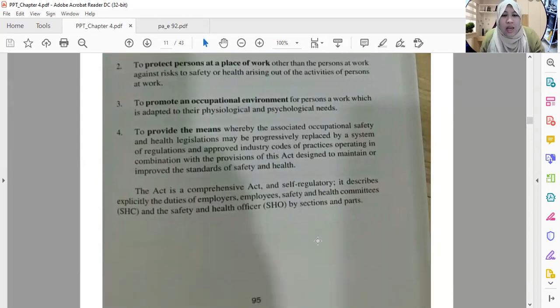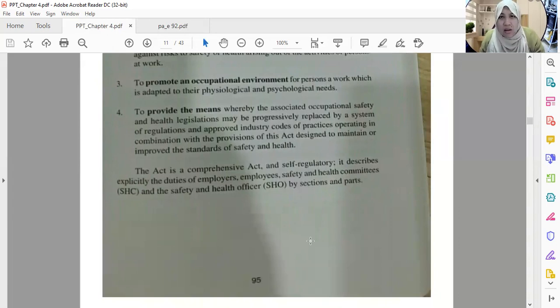Okay, so the Act is a comprehensive act. True, we cannot deny that when we look at the Occupational Safety and Health Act, OSHA, it is very comprehensive and very self-regulatory. It depends on, meaning the law itself is very strong. Okay, self-regulatory.